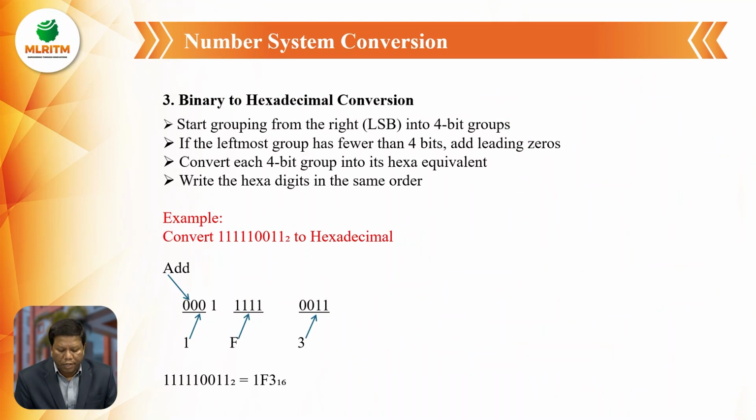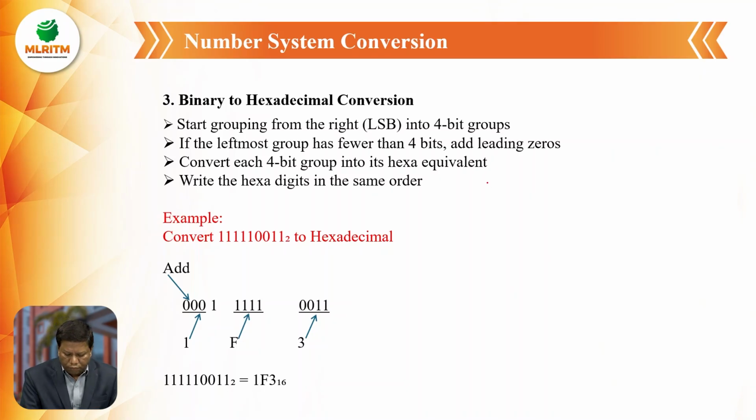Next one, binary to hexadecimal conversion. Start grouping from the right, the LSB, into 4-bit groups. If the leftmost group has fewer than 4 bits, add leading zeros. Convert each 4-bit group into its hexadecimal equivalent. Write the hexadecimal digits in the same order.